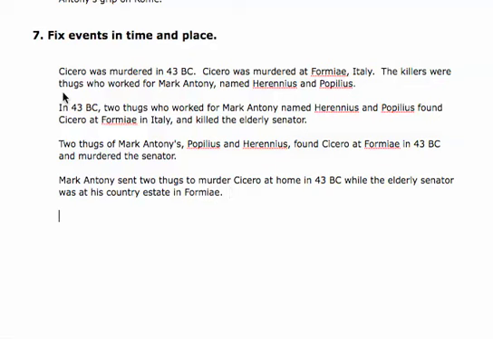So by fixing events in time and place, we can take a lot of information, as in these three sentences, and combine them into a single sentence.